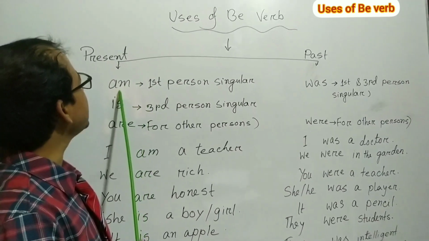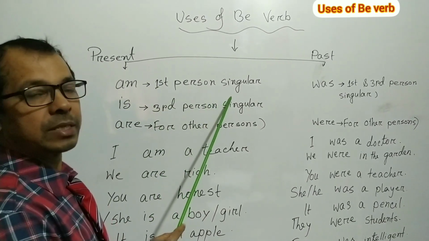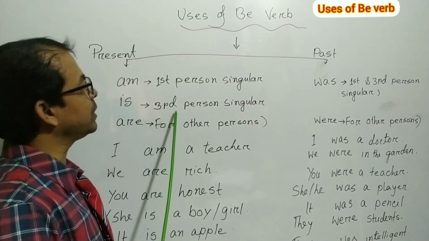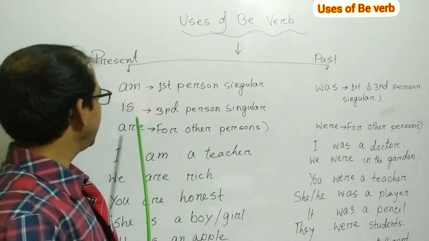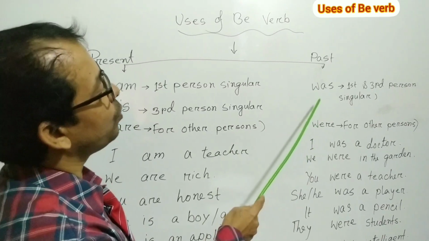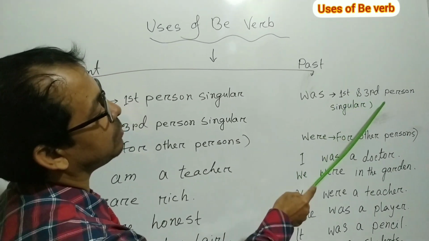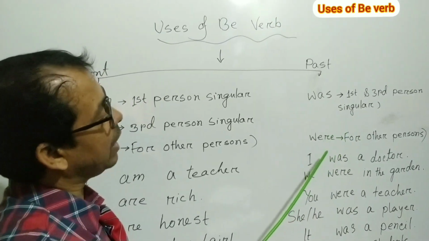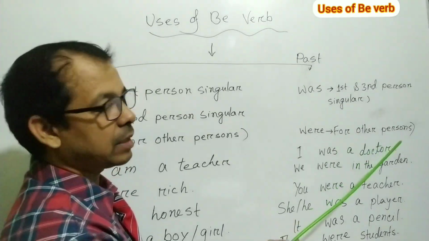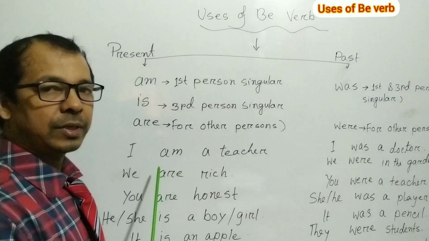In first person, that means am is used for the first person singular number. Is is used for the third person singular number, and are for the other persons. Was, were. Was is used for the first and third person singular number, and were is used for the other persons. So my dear student, now we will do some sentences.